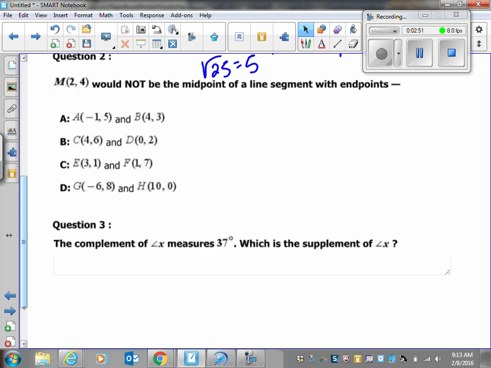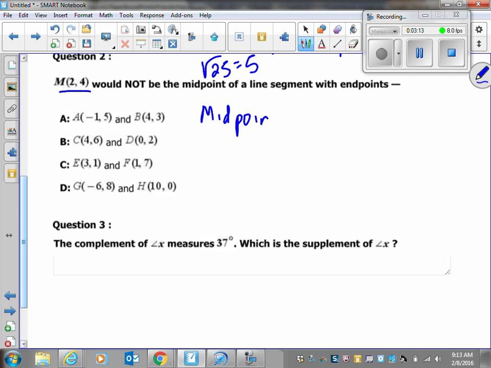All right, number 2, it says the midpoint M (2, 4) would not be the midpoint of the line segment with which endpoints? So this is a "would not be" question. Three of them would have a midpoint of (2, 4), but one of them would not be. So remember the midpoint formula?